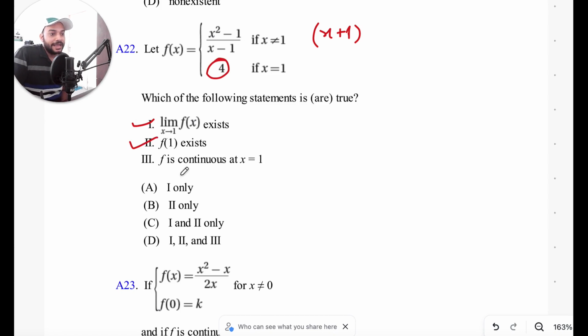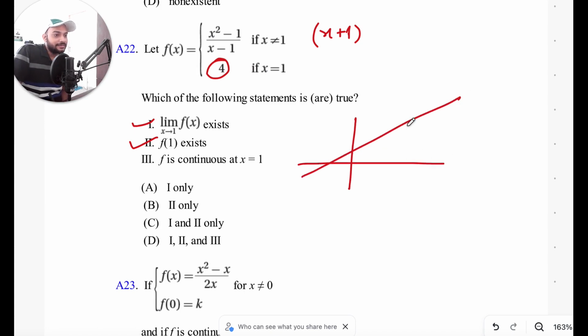F is continuous at x equal to 1? Wrong. It's discontinuous. And what kind of a discontinuity is it? It's a removable point discontinuity. So the function is going like x plus 1 just at x is equal to 1. It's a hollow point and it's some 4 instead of being a 2 here. So it's a removable discontinuity. 1 and 2 are correct.